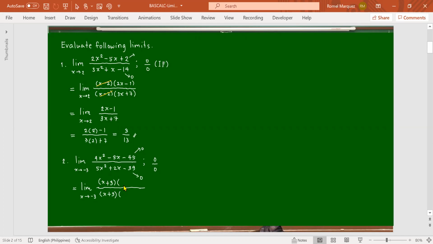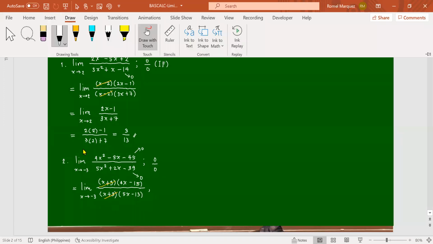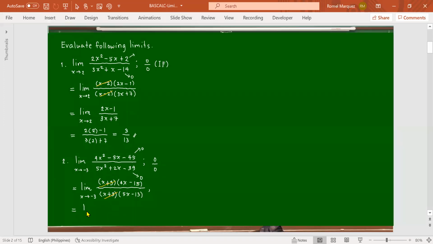You learned that in Gen Math. So we have 4x, what's the partner? Minus 15. Am I correct, guys? Then I have 5x minus 13. Okay? So the x plus 3 is canceled out.